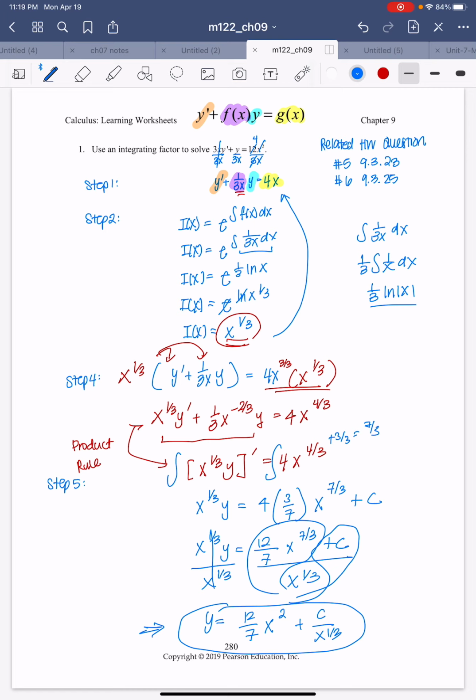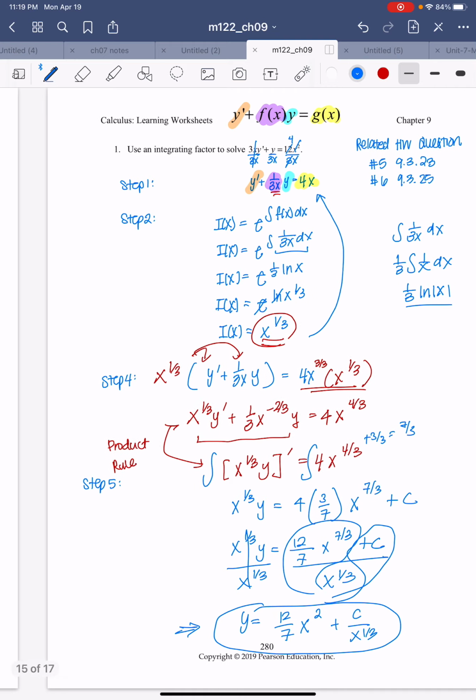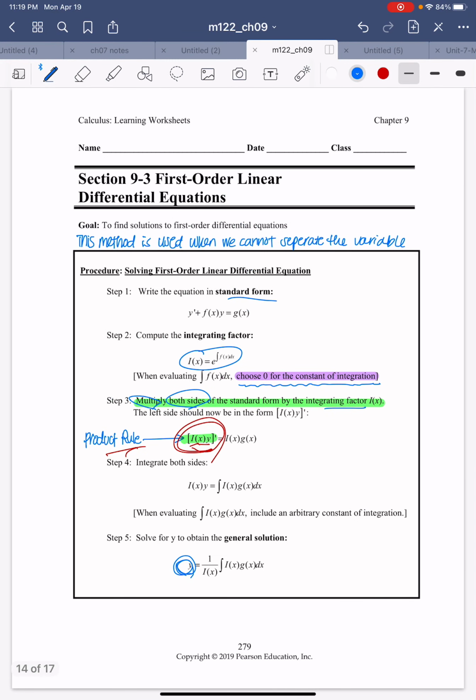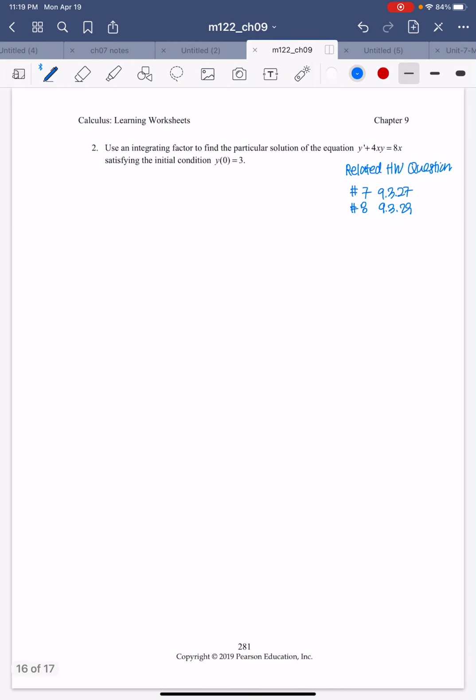Okay, so we'll do that two more times so you get the idea and feel comfortable. When evaluating this part, we will use an arbitrary constant. Here, when we do the integrating factor, we'll choose 0 for the constant. Okay, so let's move on to one more.